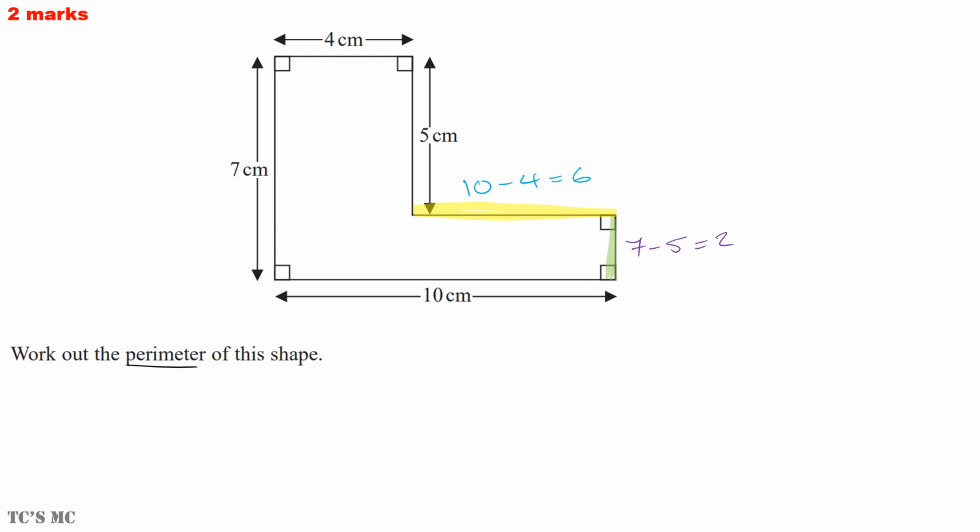Now we can start calculating the perimeter. I'm going to mark my start point over here. So I need to do 4, add 5, add 6, add 2, add 10, and finally add 7. Now I have 1 mark. The answer is then 34 centimeters. And now I have my second mark.